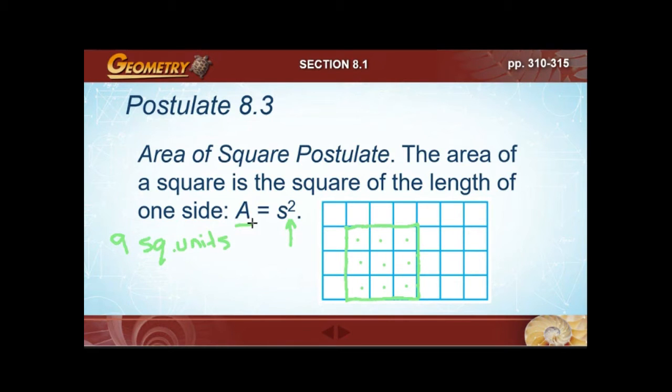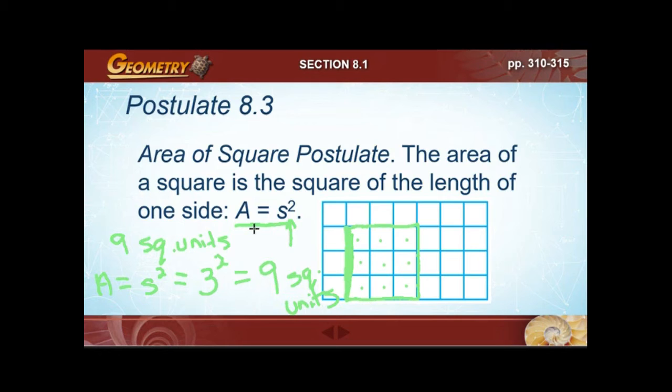Let's go ahead and use the formula now. If we use the formula, we say that the area is equal to the length of one side squared. Because all the sides are the same, it doesn't matter which side we use. Here the length of this side is 3. Of course, they're all going to be 3. So let's stick a 3 in there. 3 squared is equal to 9. 9 square units. And so that is how we calculate the area of a square.